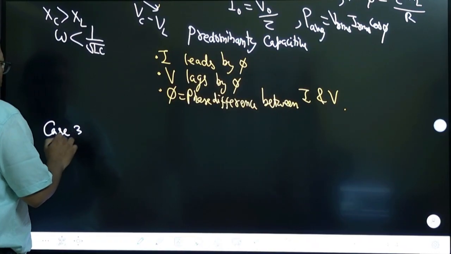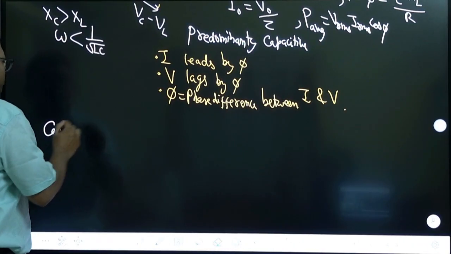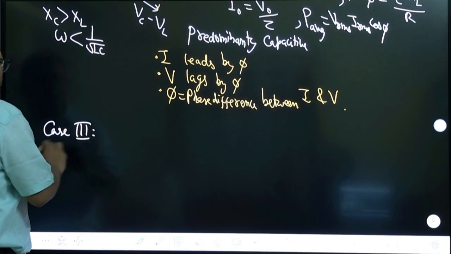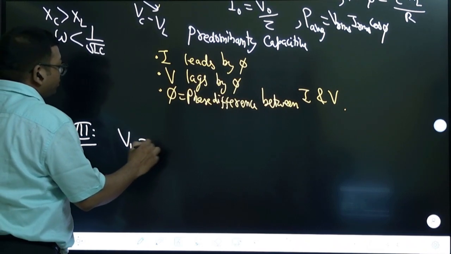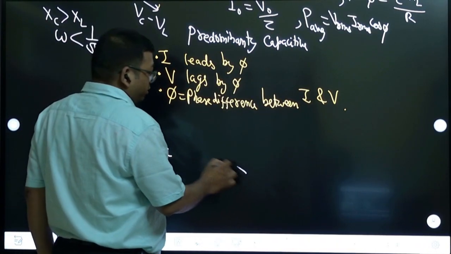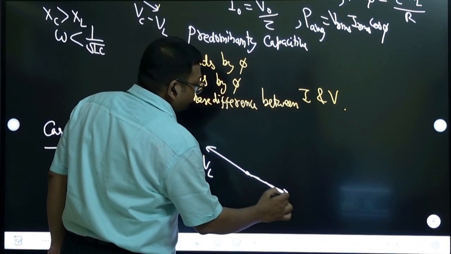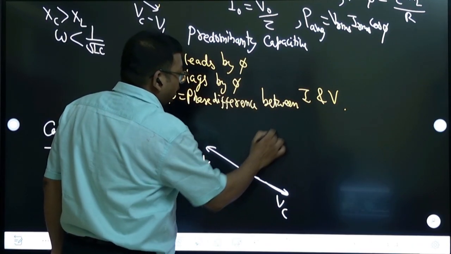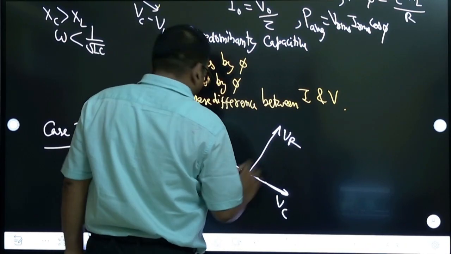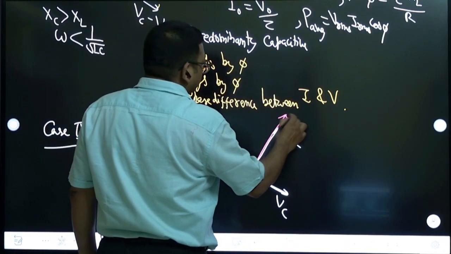In the third case, they are going to cancel out. What can cancel? VL and VC are equal. So VL and VC cancel out, right? If you draw the graph, this was VL and this was VC, and this was VR, and the current was also in this same direction. This was the current direction.